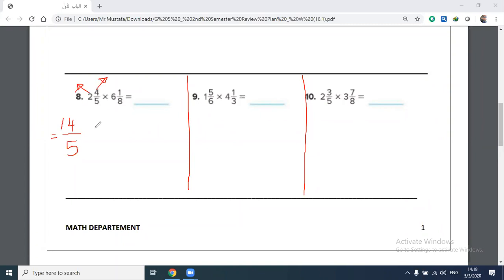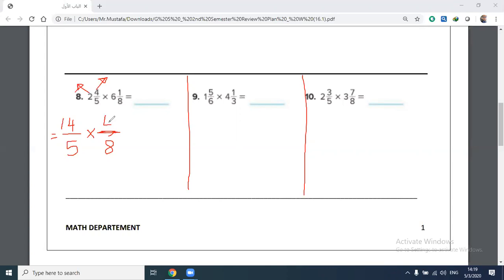Okay, do the same method for the next one. Keep the denominator. So we multiply 8 by 6 equals 48. Then the third step, we add. It will be 49. Yes, 48 plus 1 equals 49.